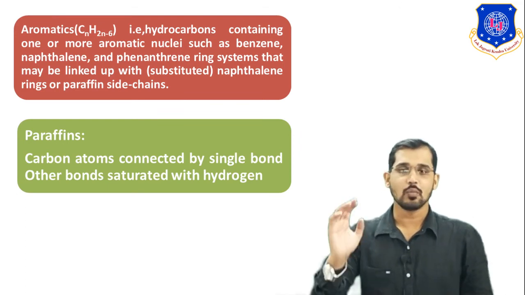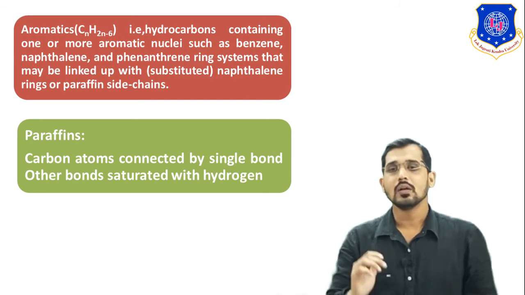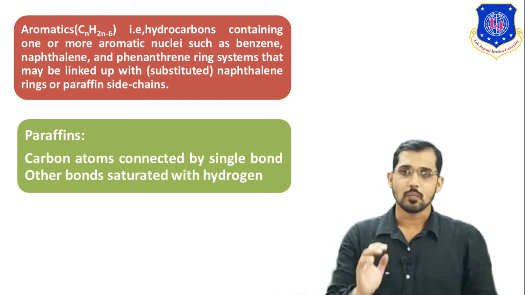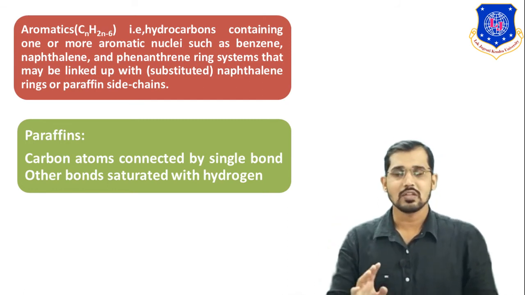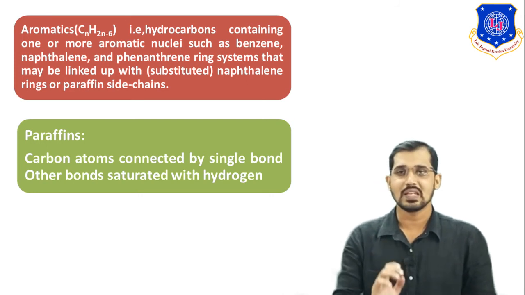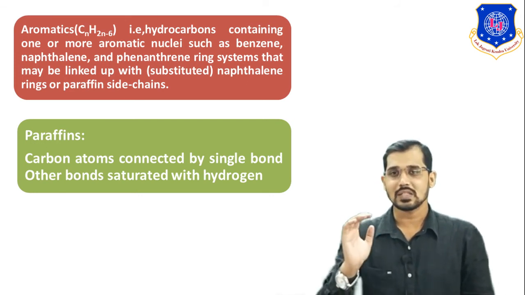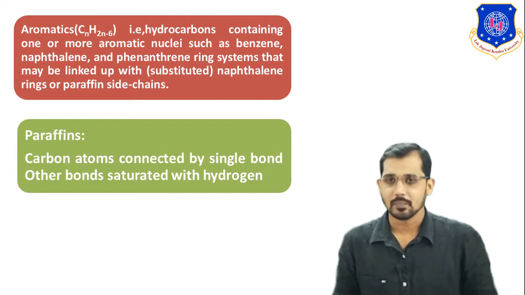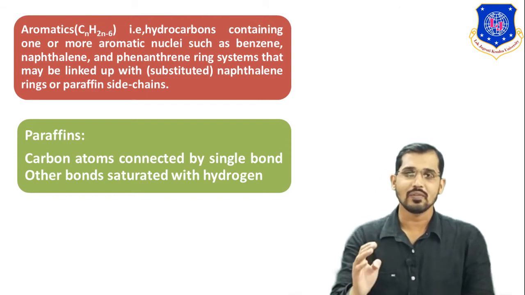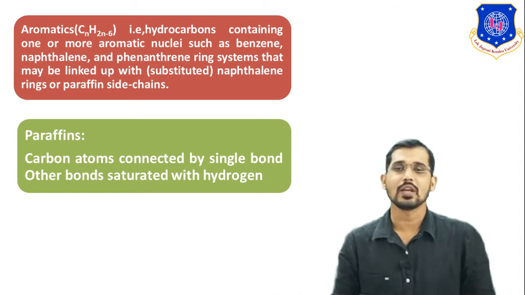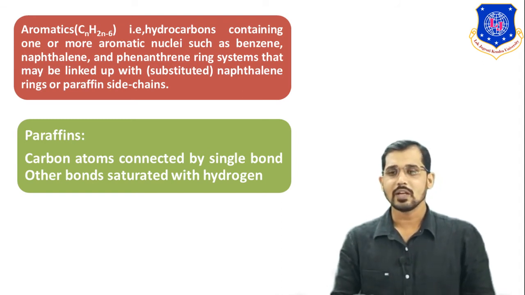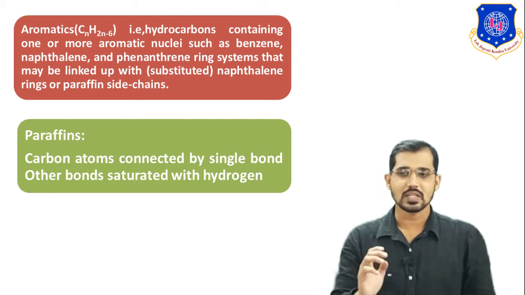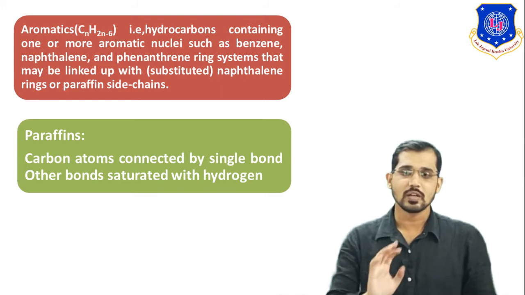So all these are the important classification of the crude oil, and this question is important for 3 to 5 marks in your final examination. A question may be asked like this: enlist the various types of crude oil and explain all these types in detail. So you have to write here paraffins, olefins, aromatics and cycloparaffins. These are the important points you can see on the screen. I already discussed with you these important points, that is, the carbon atoms are connected by single bonds, and other bonds are saturated with hydrogen.